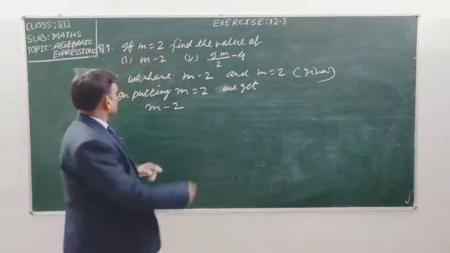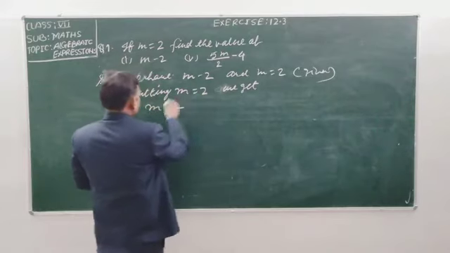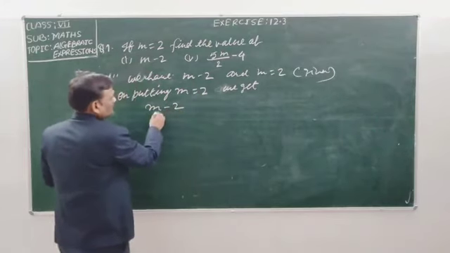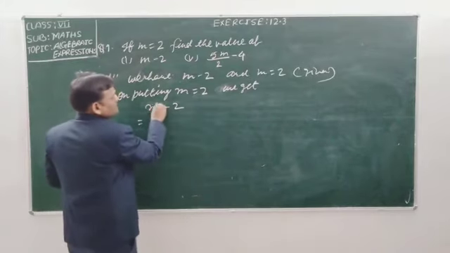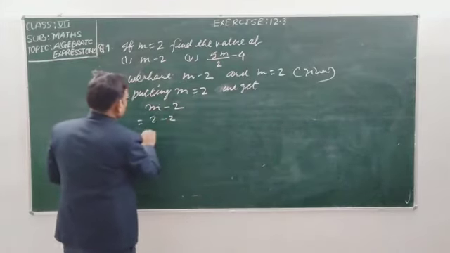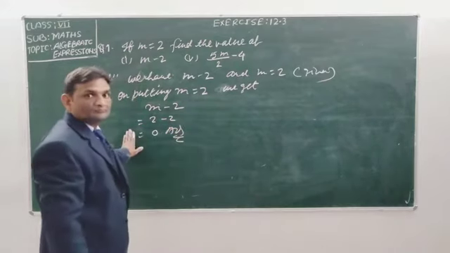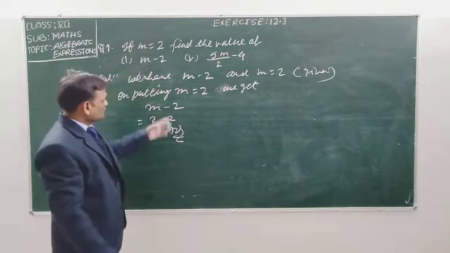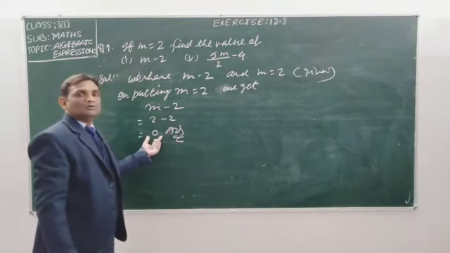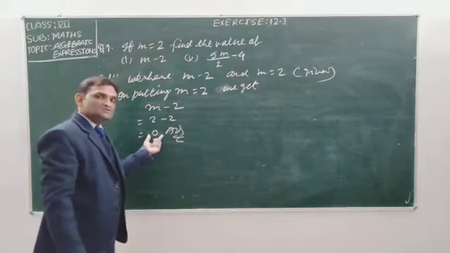So I am going to put m is equal to 2. We get m minus 2, then we put 2 in the place of m: 2 minus 2 is equal to 0. This is my answer. m minus 2 का value क्या होगा? That is 0. The value of m minus 2 is 0.